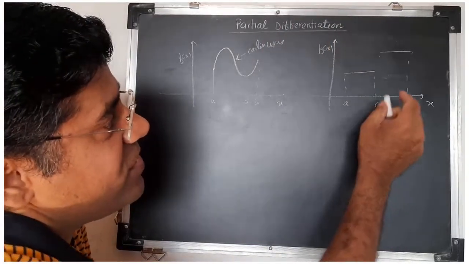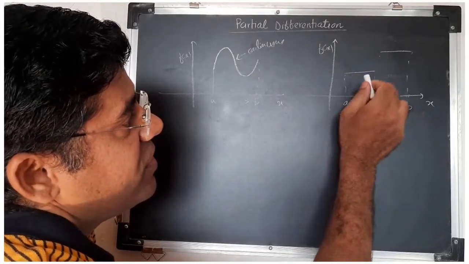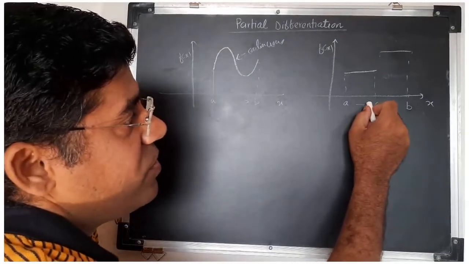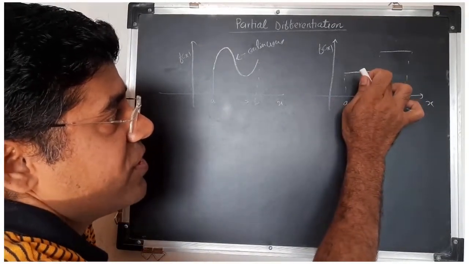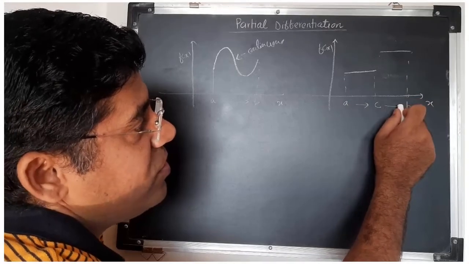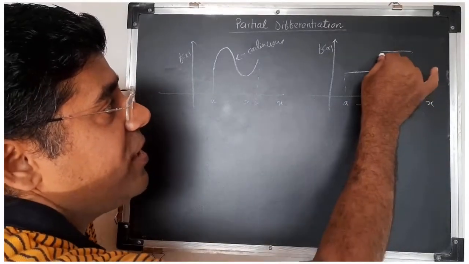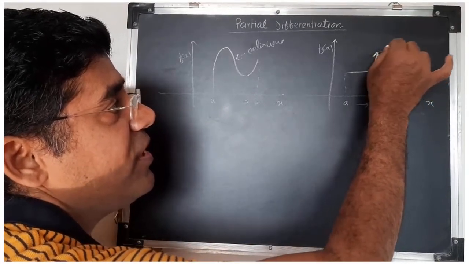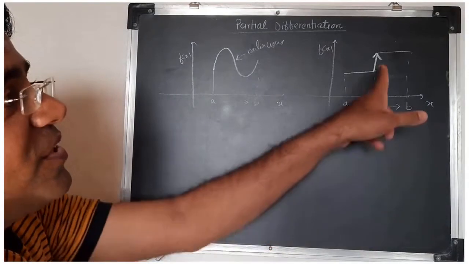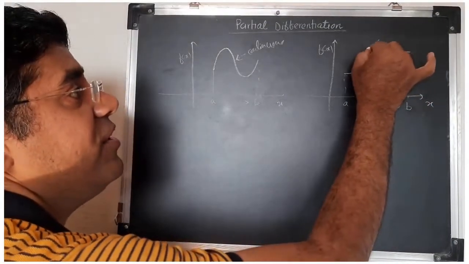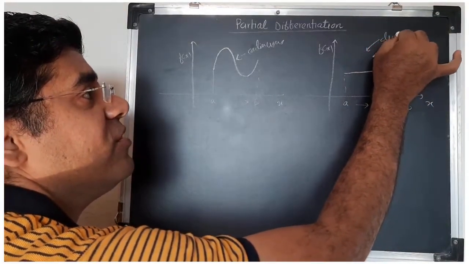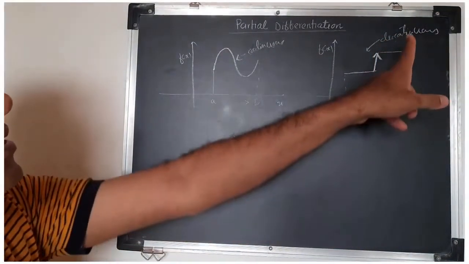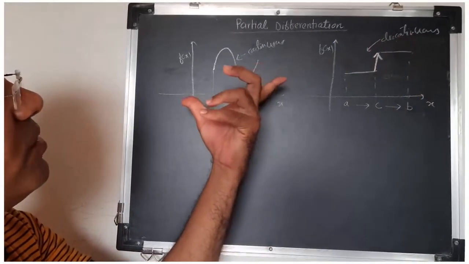Whereas in this case, if you see the function, it goes from A to C as a constant function. But when the function goes from C to B, it changes abruptly, from here to here, and then it continues. Such a function is called a discontinuous function. That part we have to remember.